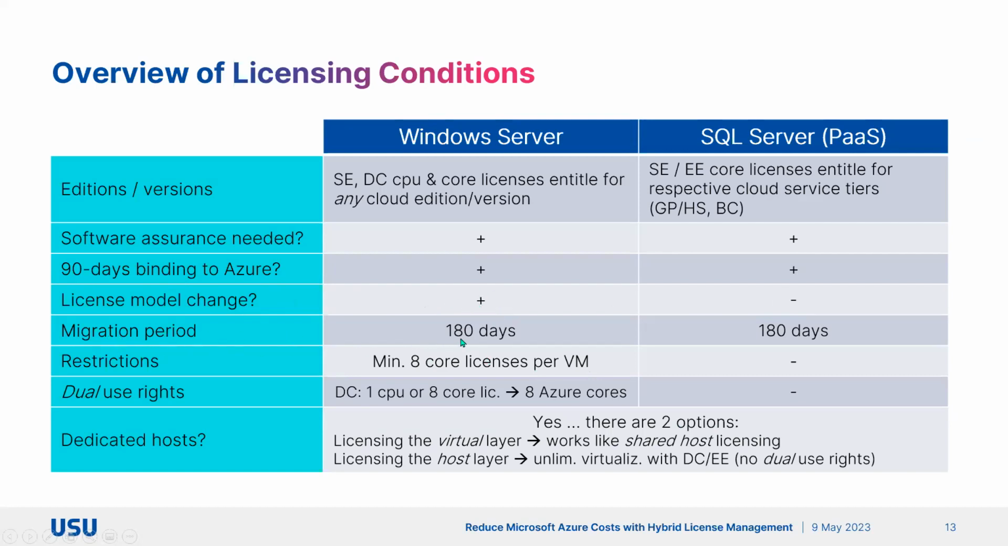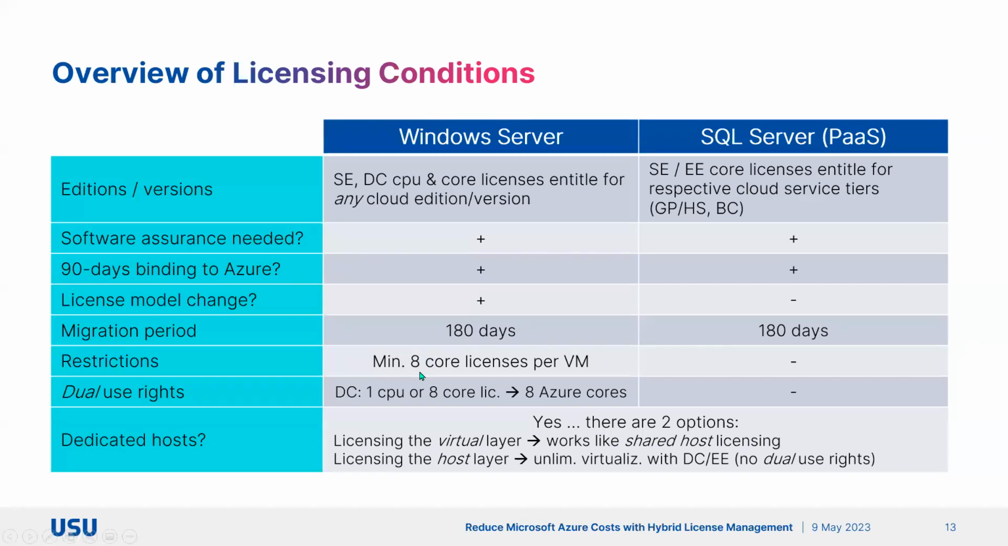There is a grace period of 180 days during which you can use the licenses on both ends, on premise and in Azure, in parallel. So for that period, for half a year, there is a dual use right for all these licenses. We have an 8-core minimum for Windows Server, 8 cores per workload. Also quite interesting: if you have a 2-core VM and use your own licenses, you need 8 core licenses.